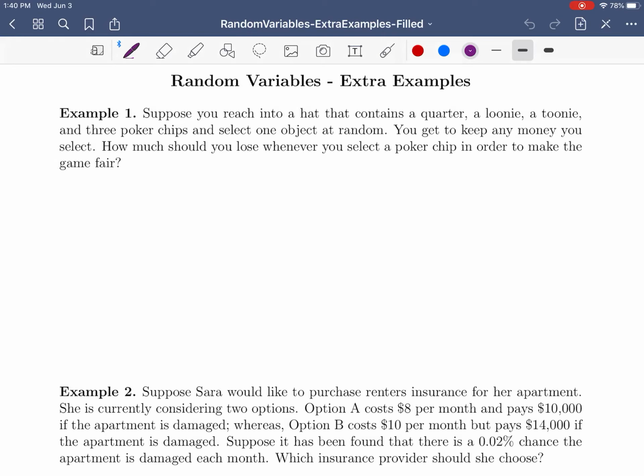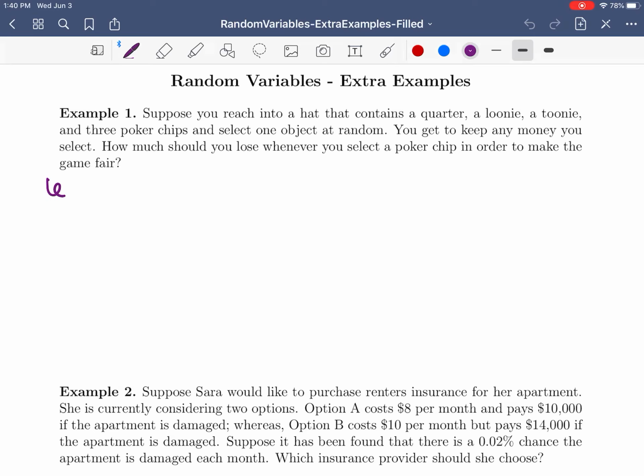In this video, we're going to do some extra examples involving random variables. So let's get right into it. Example 1: suppose you reach into a hat that contains a quarter, a loonie, a toonie, and 3 poker chips, and you're selecting one of them at random. You get to keep any money that you select, but we want to know how much you should lose if you get a poker chip in order to make the game fair.